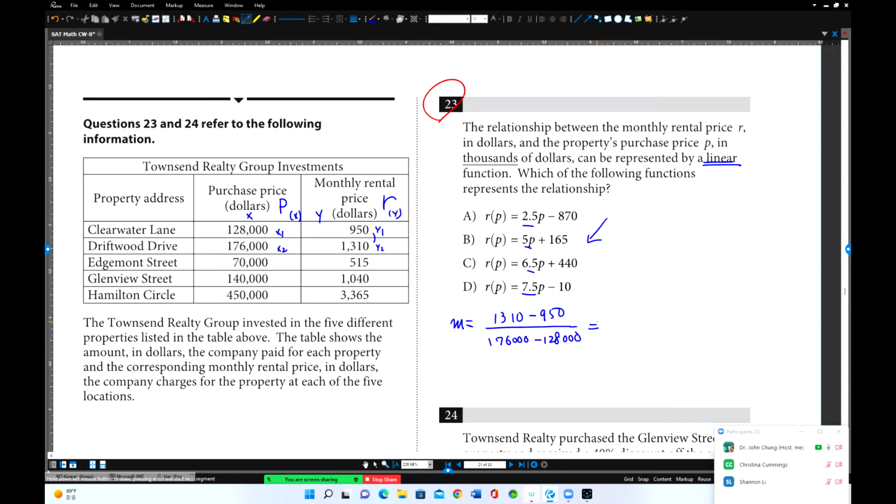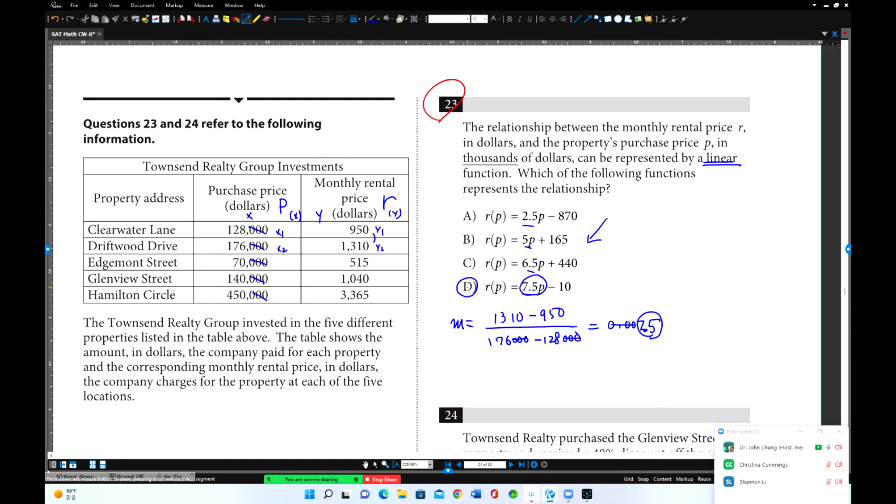Now what do we get? Okay, I got the assumption wrong. 0.0075. Let me check this one. P is in thousands, I'm sorry. I forgot to type it out. 6,000, yeah, 1,000, 7.5 now. Yeah, 7.5 is the slope. This one has only 7.5. Choice D is the answer.